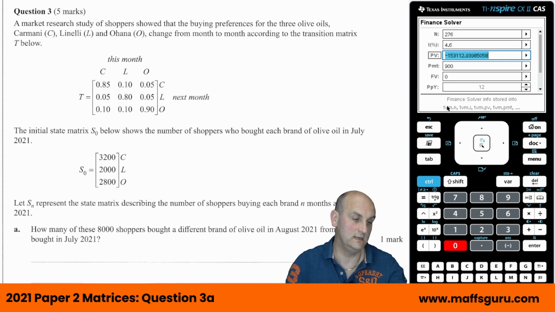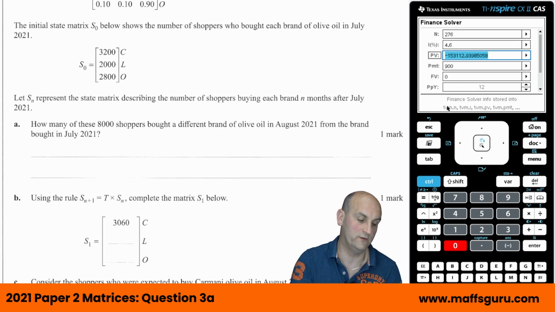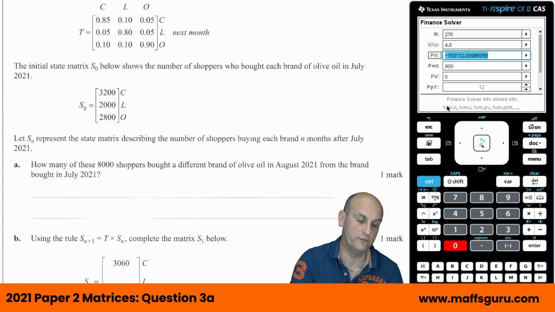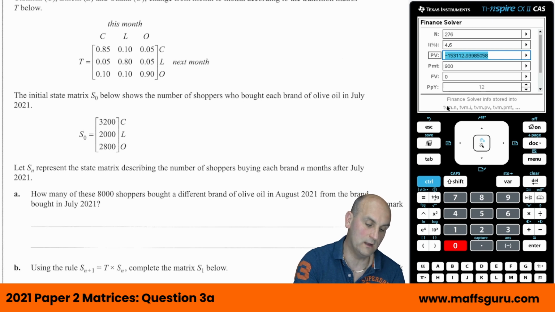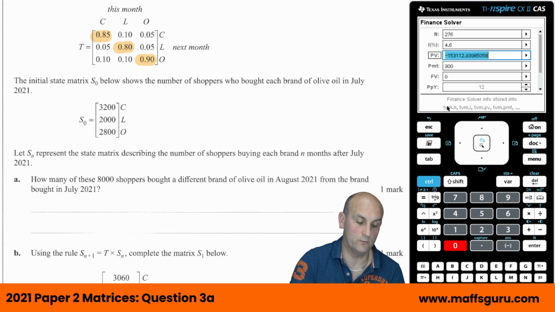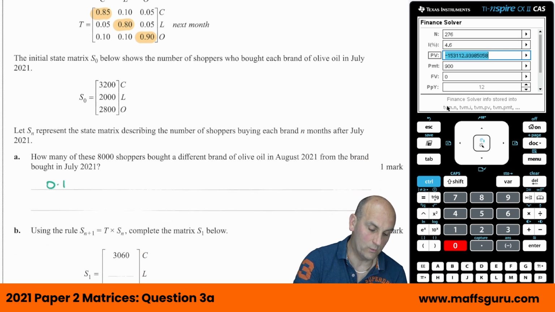A market research study shows shoppers' preference for 3 olive oils. The initial state matrix, S0 below, shows the number of shoppers who bought each brand of olive oil. The Sn represent the state matrix describing the number of shoppers. How many of these 8,000 shoppers bought a different brand? We know the number of people who bought each of the brands is given in S0. And 85% of the people stayed with C, 80% stayed with L, and 90% stayed with the third brand.